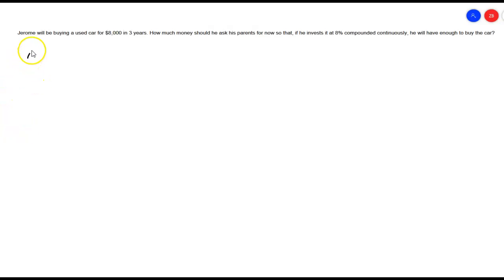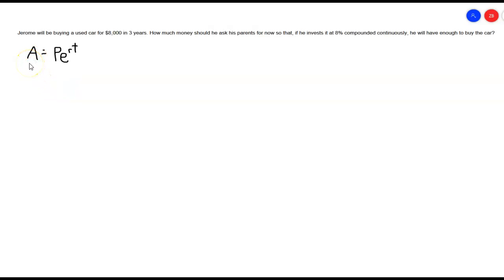So the formula for that is A, and we're going to go over these in just a moment, is equal to P times e to the rt. It's kind of like PERT. So what do each of these stand for?